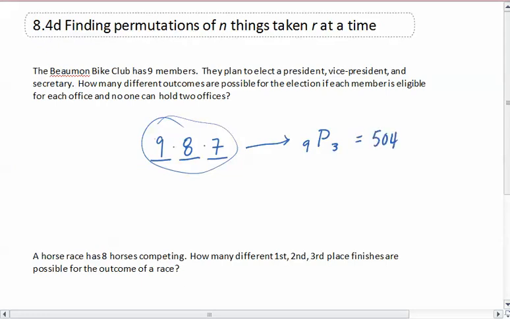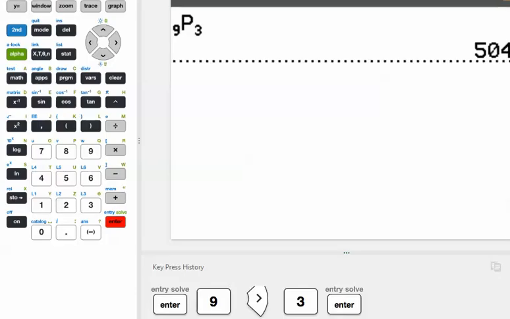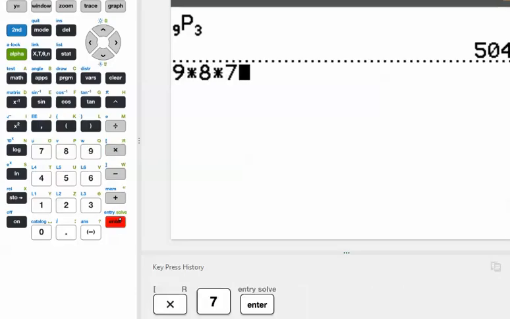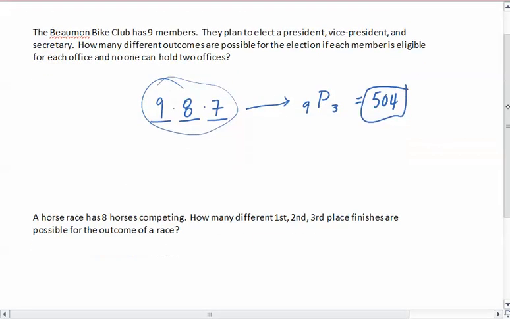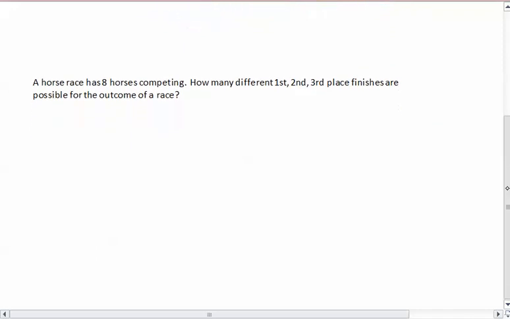Now let's double check. 9 times 8 times 7 is 504. Alright, so that's how many ways they could elect a president, vice president, and secretary from the 9. Okay? One more example: a horse race has 8 horses competing.